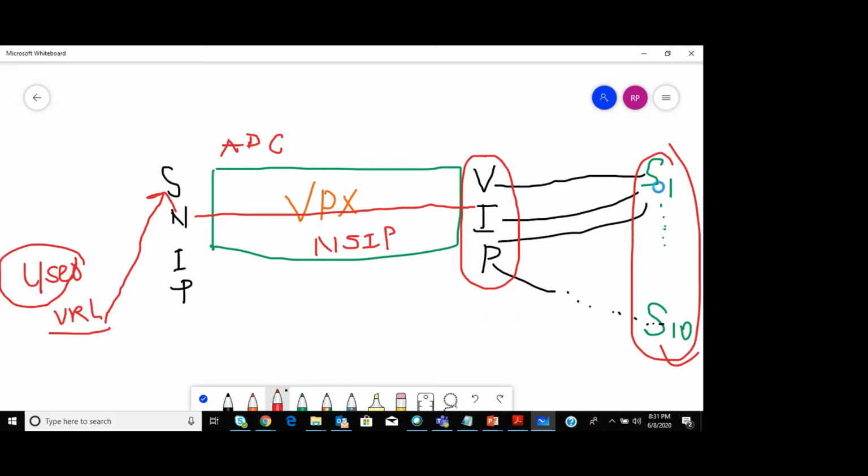The user connects to any of the servers from S1 to S10 and gets his services delivered at the user end, and that will be secure enough. This is the flow of traffic from the server to VIP to SNIP to user. Clear? So the VIP is what regulates the balancing, the load balancing, through the algorithms put into place. Absolutely right.